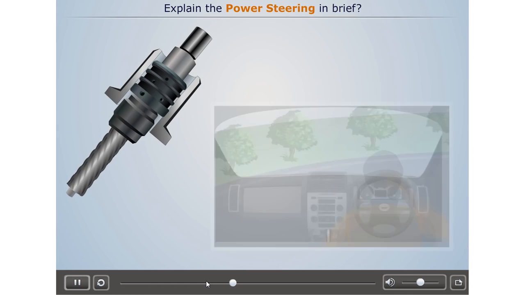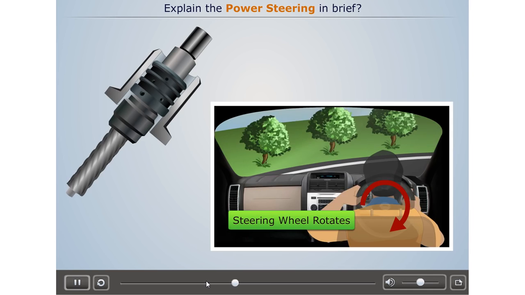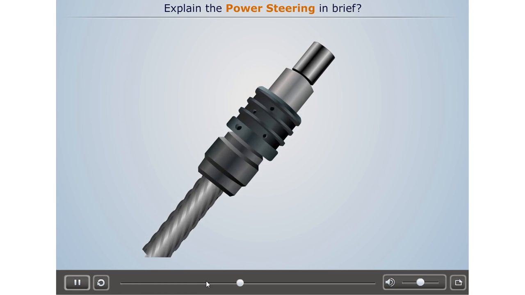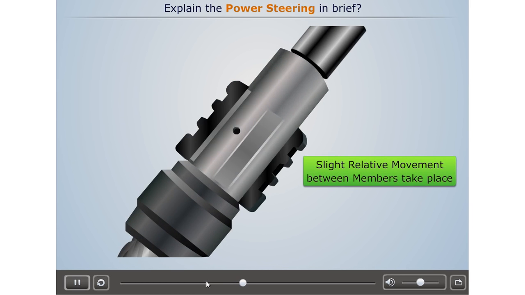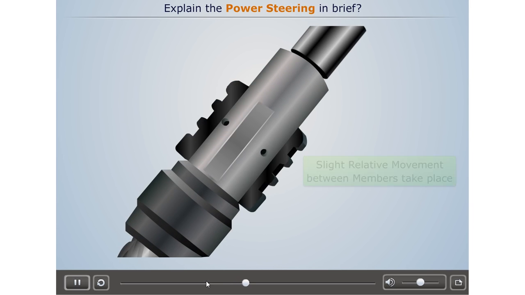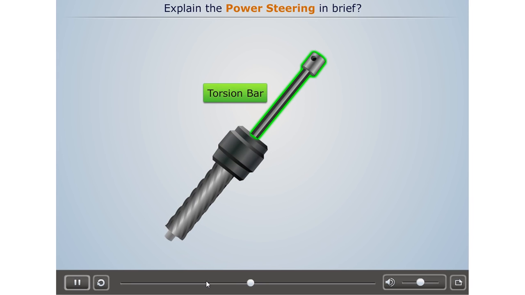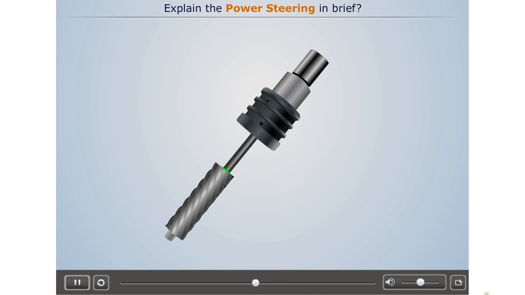Now, when the steering wheel rotates, both members rotate in the steering gear housing. However, there is small relative movement between both the members. This is because a torsion bar is provided inside the inner member, which is connected to the input shaft at one end and to the pinion gear at the other end.